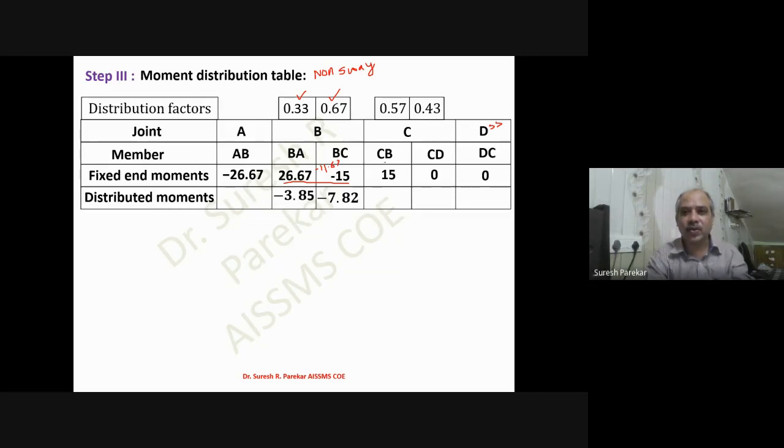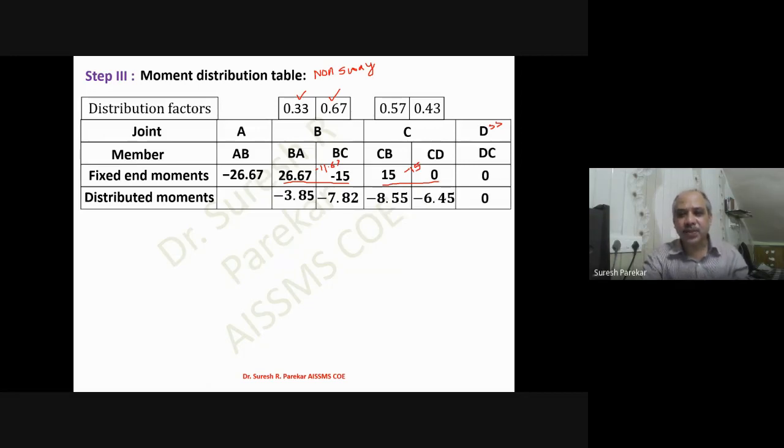Now if we go to these two, at joint C I have CB and CD. You add this, you will get 15 plus 15 as the unbalanced moment. So to balance it, I have to go for minus 15. This is most important. And then these both values are going to be minus.